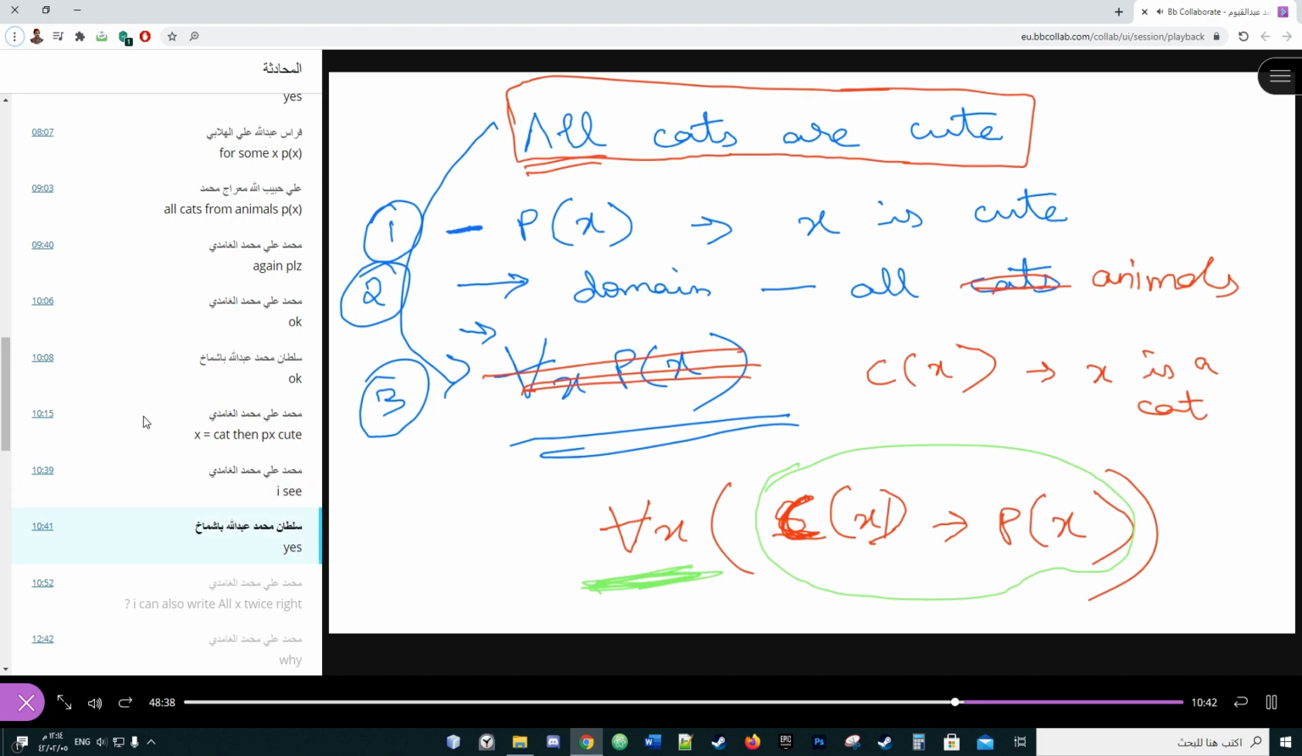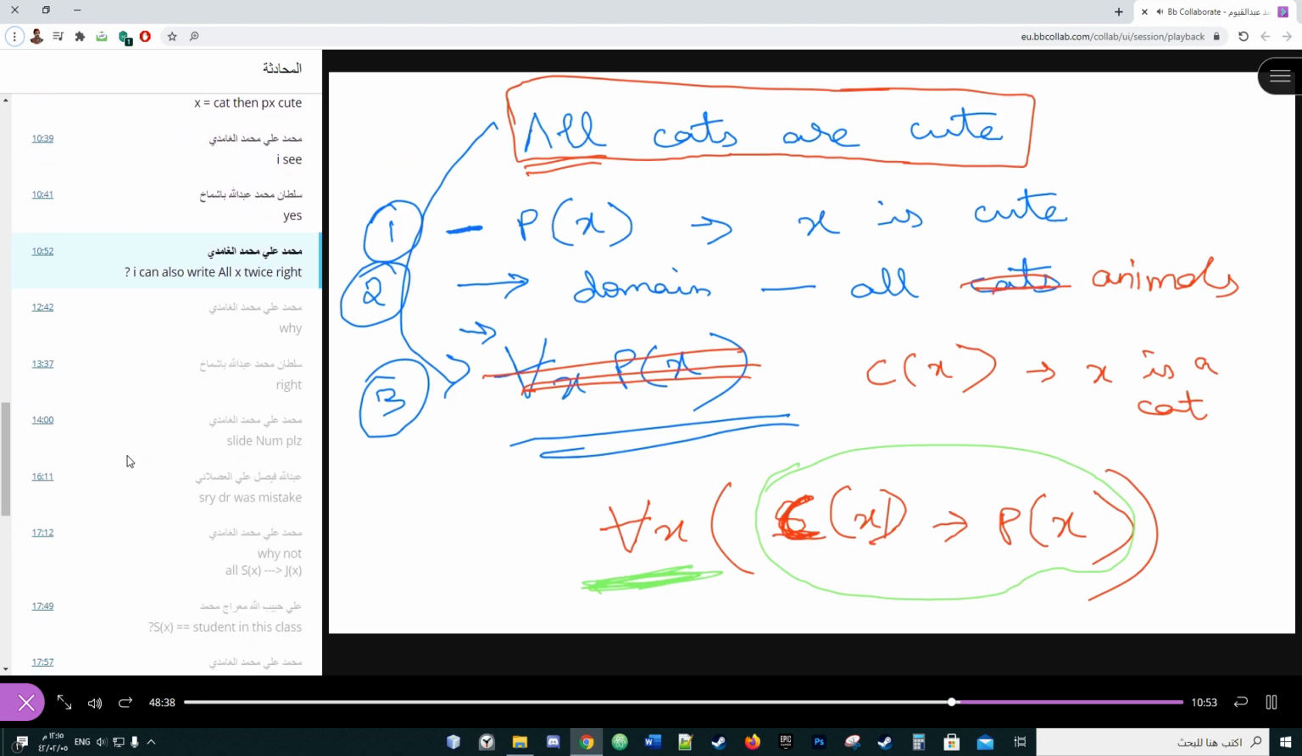Now, I put it up because I have some experience with this. I just wrote that statement. But if you don't have experience, it'll take a lot of time to come up with such statements. You can write for all x twice, but when you say for all x, it means all x. So you don't need to write it twice or three times. It still means the same thing. We're talking about all x.